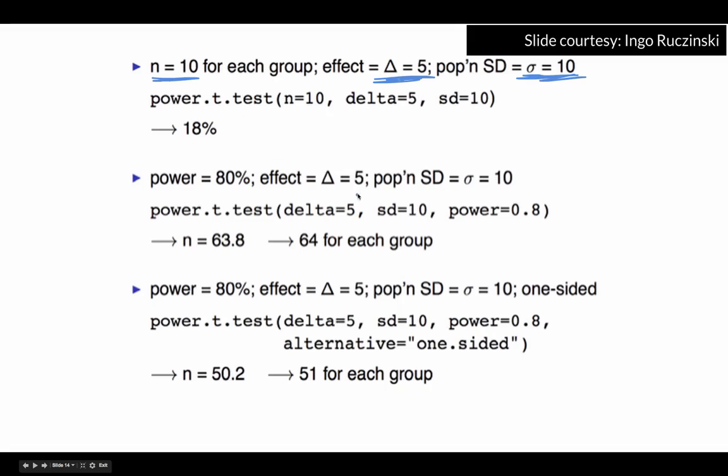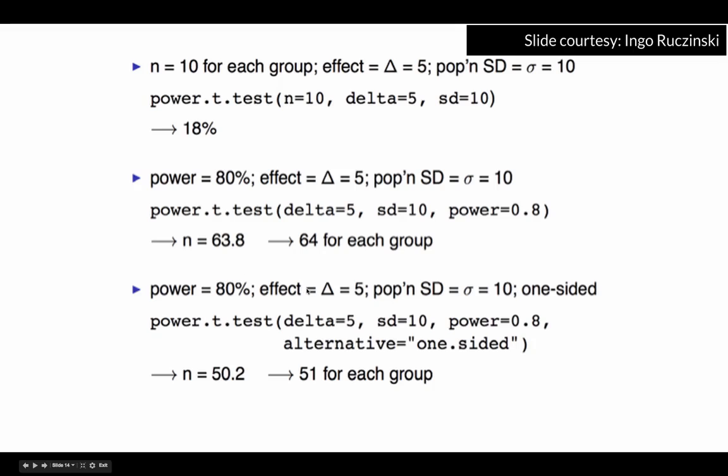You can also do this in the reverse way. So suppose you want to get to 80% power, which is the power that people have in clinical trials. And then you know that the effect size is going to be something like 5. And you know the sampling variance of those measurements. Then you can actually use the power.t.test function to get the sample size that you need in each group.